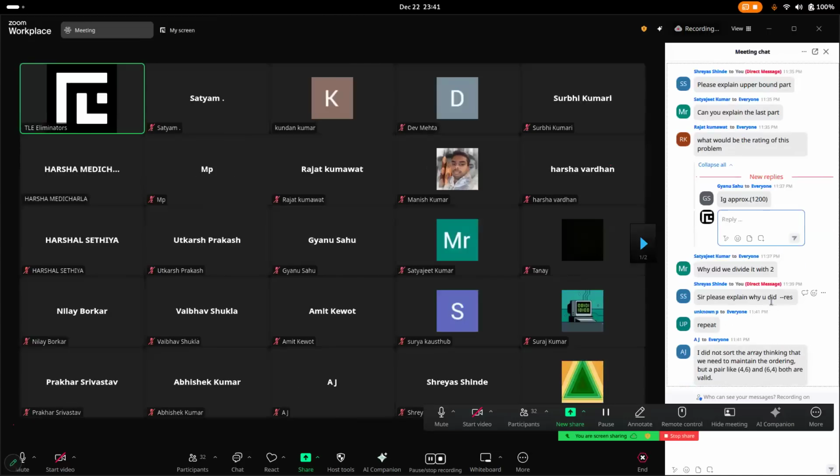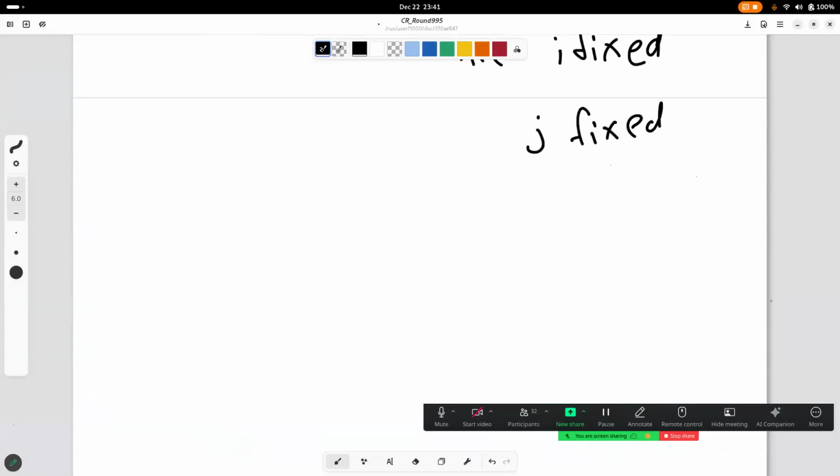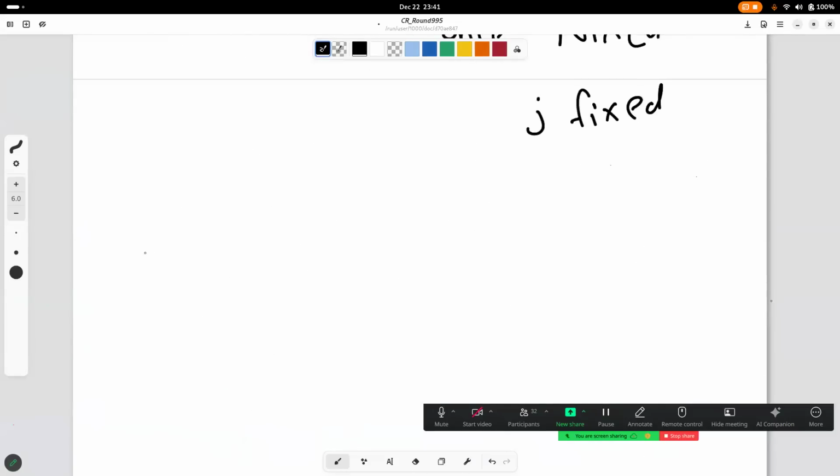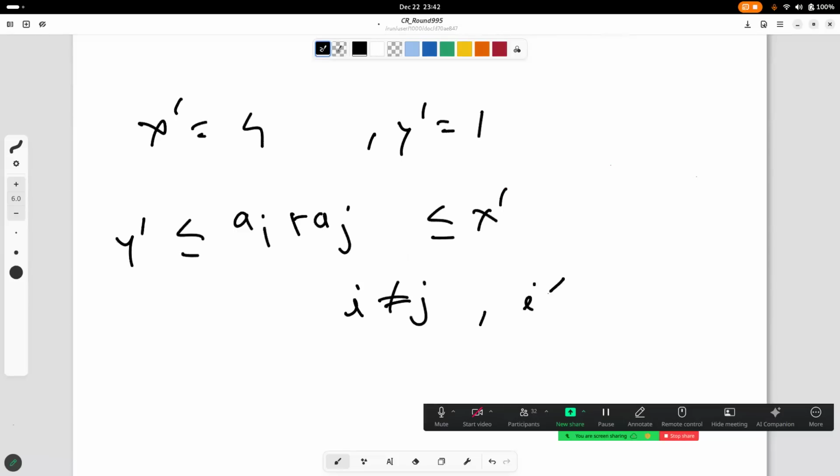So why did we do res minus minus? What can happen is, let's say, okay, I can't really find a test case right now, but I hope you could understand this part, that we are calculating our x' and y'. Let's say our y' was 1 and x' was 4. Now we want all elements ij such that a[i] plus a[j] is greater than or equal to y' and less than or equal to x'. And according to the problem, i has to be strictly less than j.